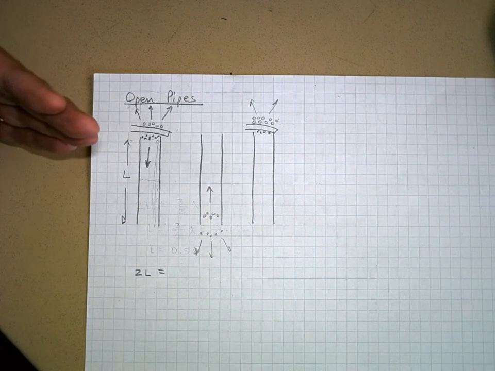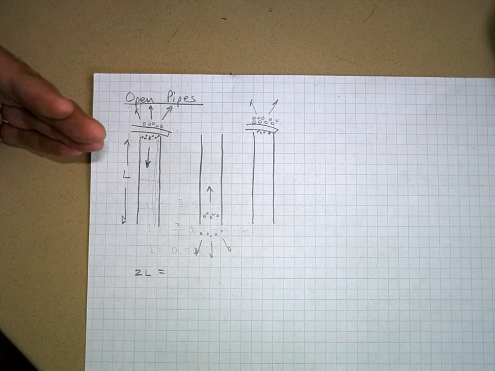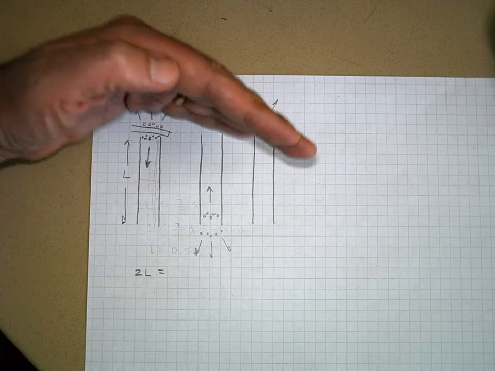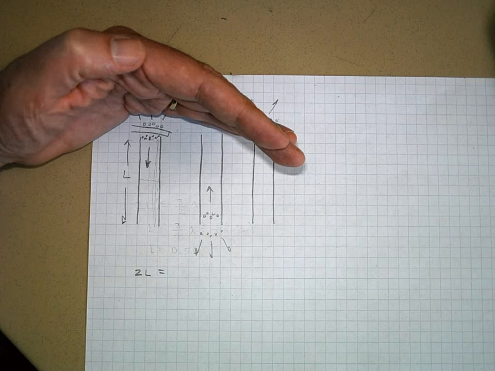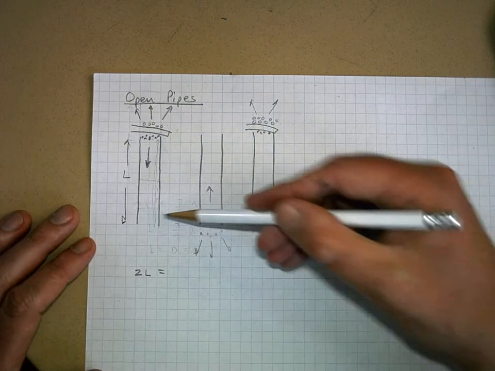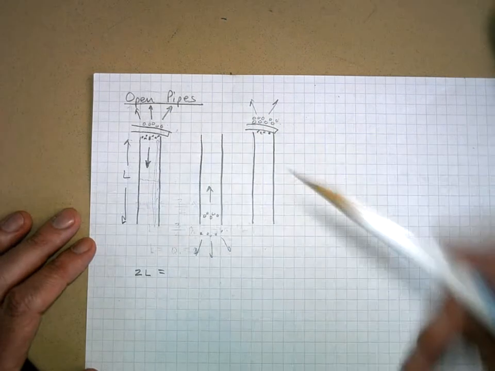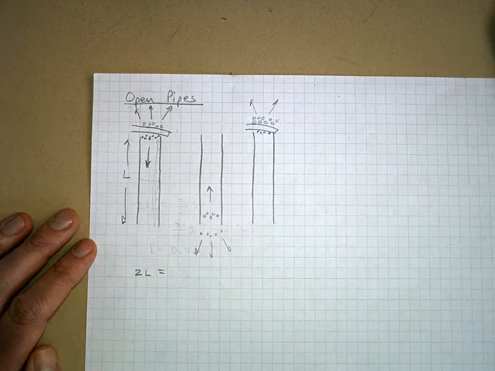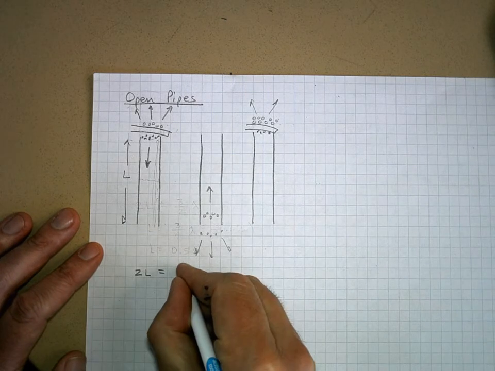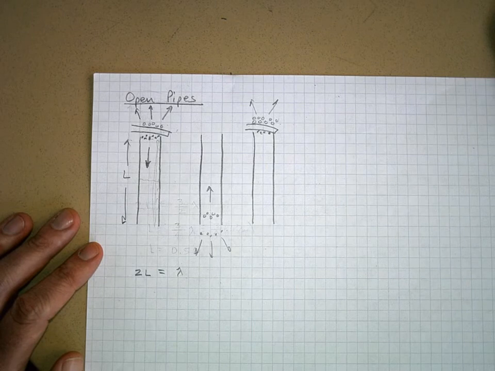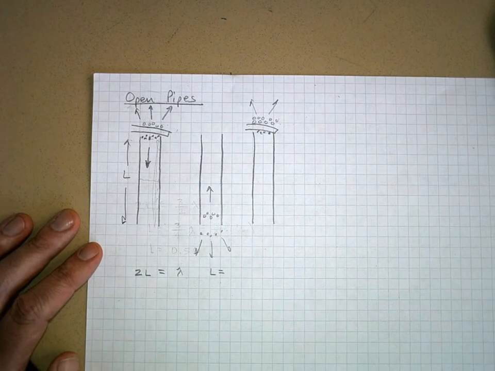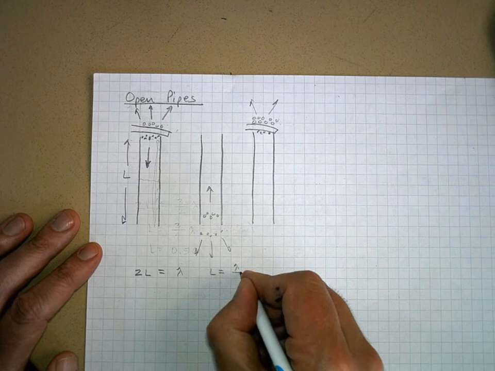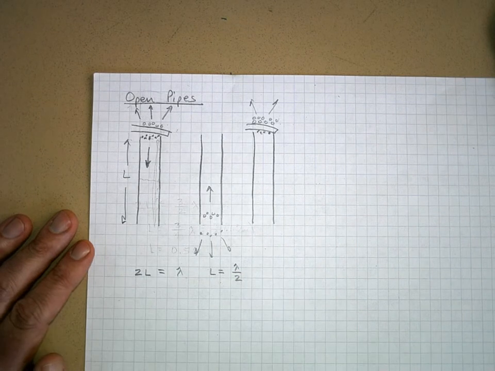How much time does the tuning fork have? It has enough time to go through a complete cycle. So therefore, twice the length of the pipe is going to be equal to 1 wavelength, which means the length of the pipe is going to be half the wavelength of the sound.